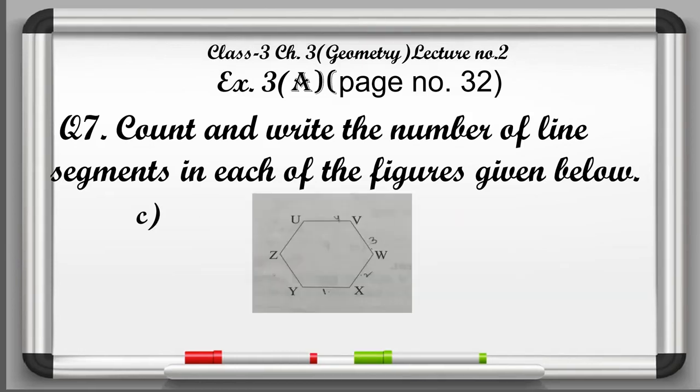Now in C part, we have given this figure. Again we need to count the number of line segments. So here we will start from U to V, one line segment, V to W, 2, W to X, 3, X to Y, 4, Y to Z, 5, Z to U, 6. So here in this figure we have 6 line segments. So here we will write 6 line segments.